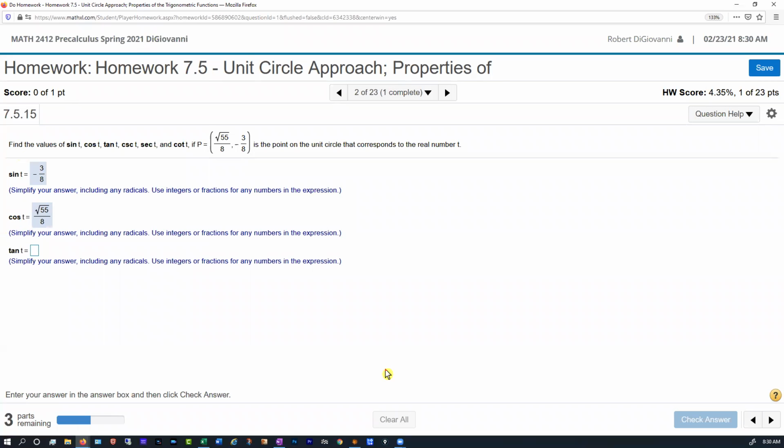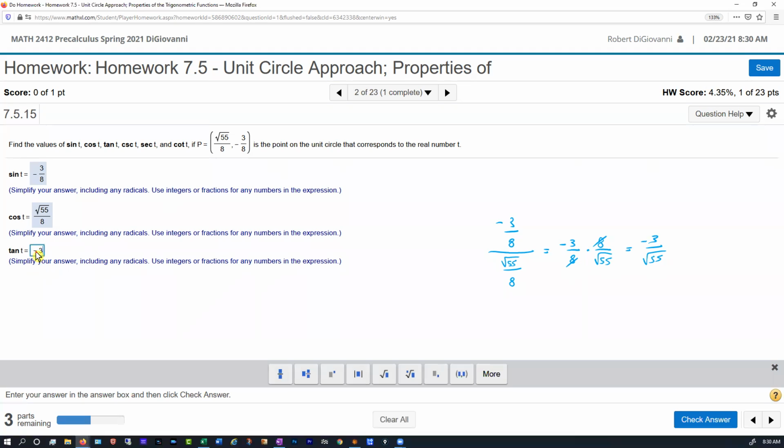Okay, now for the tangent, we might need to write this down. For tangent, it's the y coordinate divided by the x coordinate, but that's the same as the y coordinate times the reciprocal of the x coordinate. The 8's cancel and we get negative 3 over root 55. Negative 3 divided by the square root of 55.